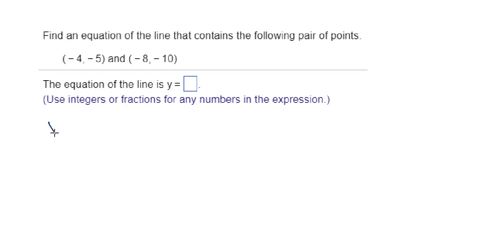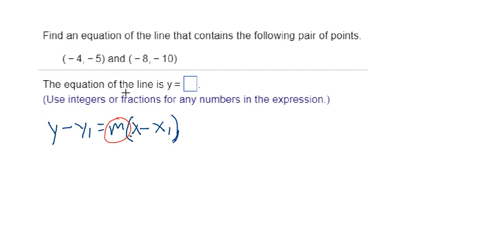So if I want to use this formula, y minus y1 equals m times x minus x1, I need a point to plug in for x1 and y1, and I have 2 to choose from. We could use either one, it doesn't matter. But I also need the slope. Right? So before I can get started with this formula, I need to know what the slope is equal to.